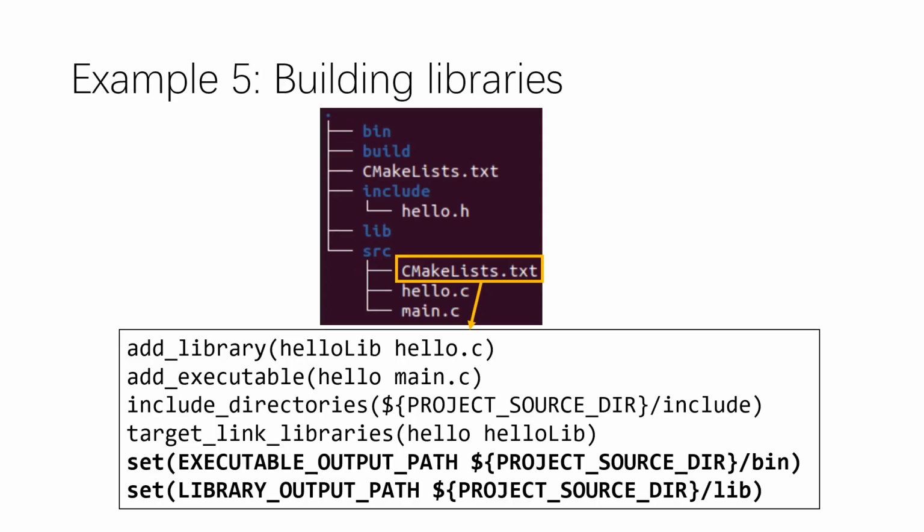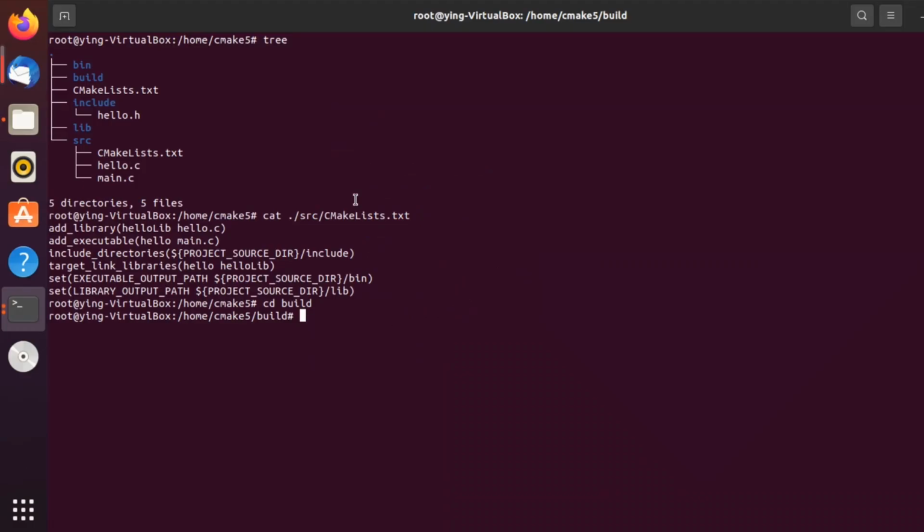To further restructure our project, we add new folders bin and lib. We store the executable files in bin and the libraries generated in this process in lib. To do that, we will set two variables. One is EXECUTABLE_OUTPUT_PATH, and set this path to the project source directory and then bin. Then we also need to set the output path of the libraries and set it to be lib under the project source directory.